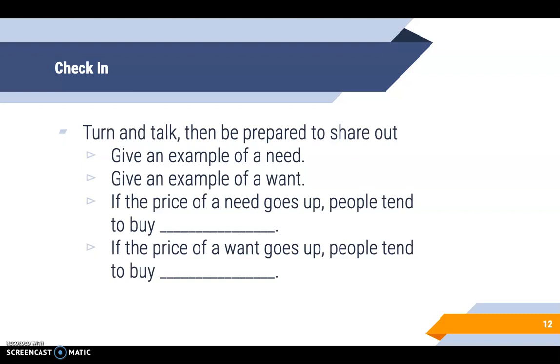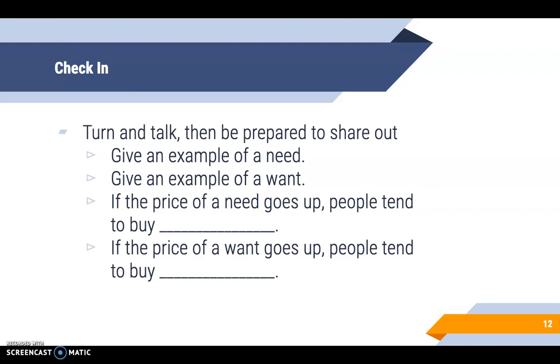So I want you to think of something that is a need. I want you to think of something that's a want. And then if the price of a need goes up, people tend to buy more or less of that item. And if the price of a want goes up, people tend to buy more or less of that item. And I'm going to give you the answers right now, so I suggest you pause this if you haven't gotten there yourself. So an example of a need would be something like shelter or food.